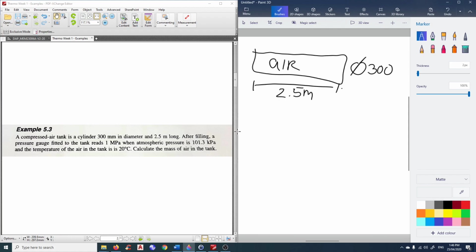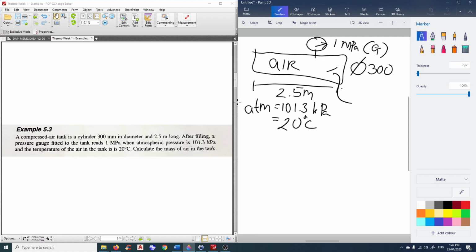So you fill this tank with the air, and after it is filled, the gauge here indicates 1 megapascal gauge. Atmospheric pressure is 101.3 kPa and atmospheric temperature is 20 degrees Celsius. Calculate the mass of the air in the tank.